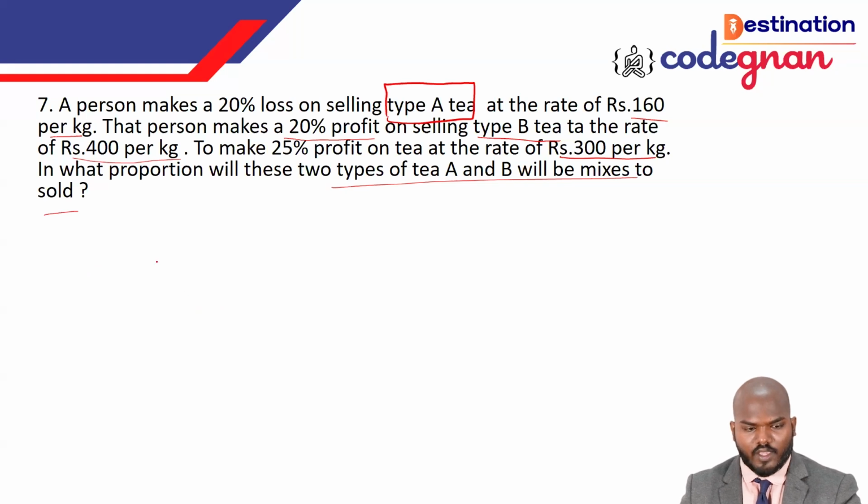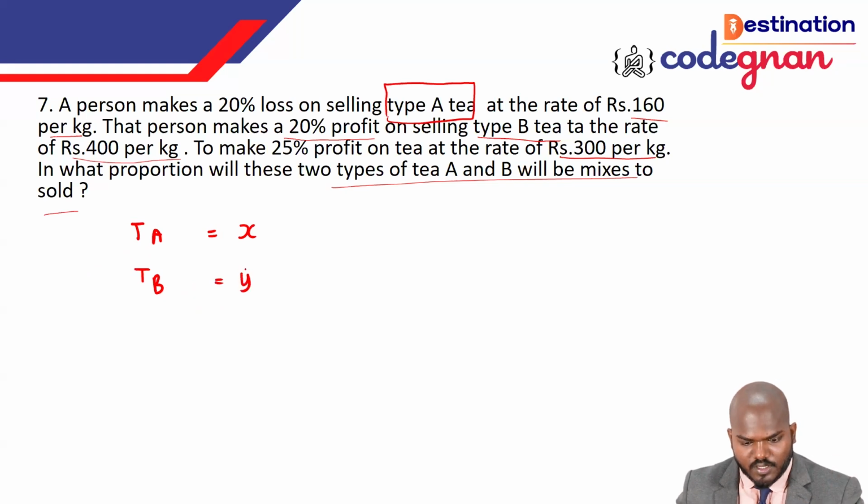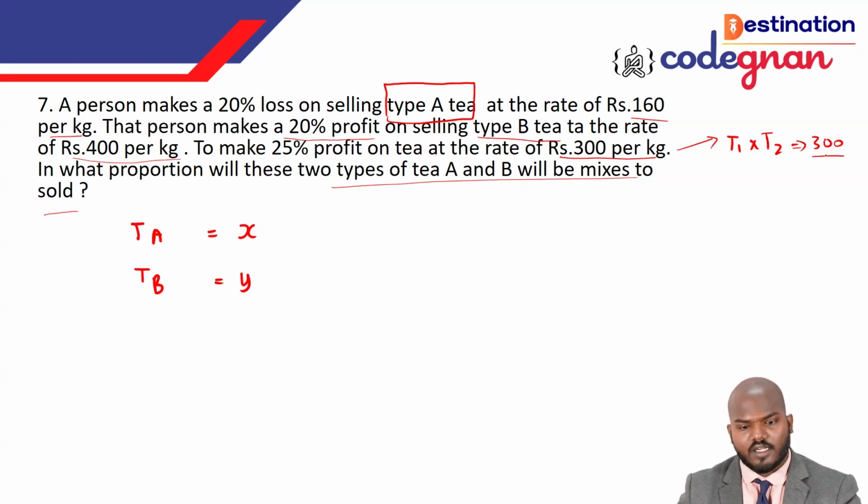Suppose there is X part of tea A. We don't know how much quantity there is, so I'm taking X part. And tea B, we have Y part. I don't know how much it is, so I can take it like this. You see, initially it says one tea is selling for 160 rupees and another tea, type B, is selling for 400 rupees. I'm using the average formula here, because if you mix T1 and T2, you need to sell at the price of 300 rupees, which is the target.